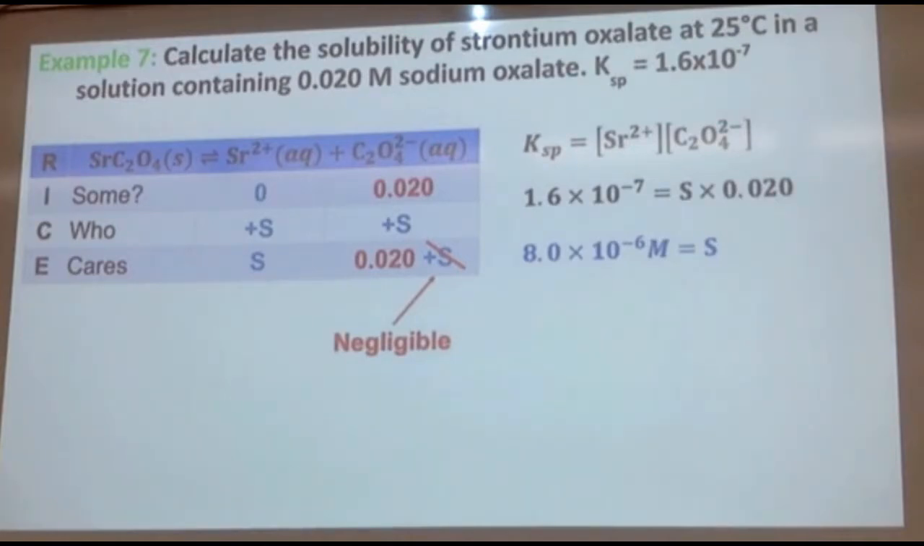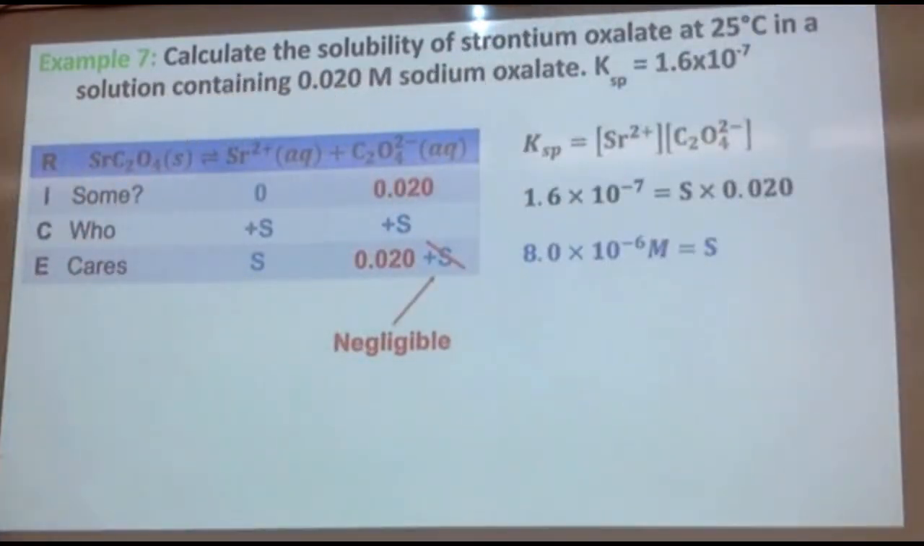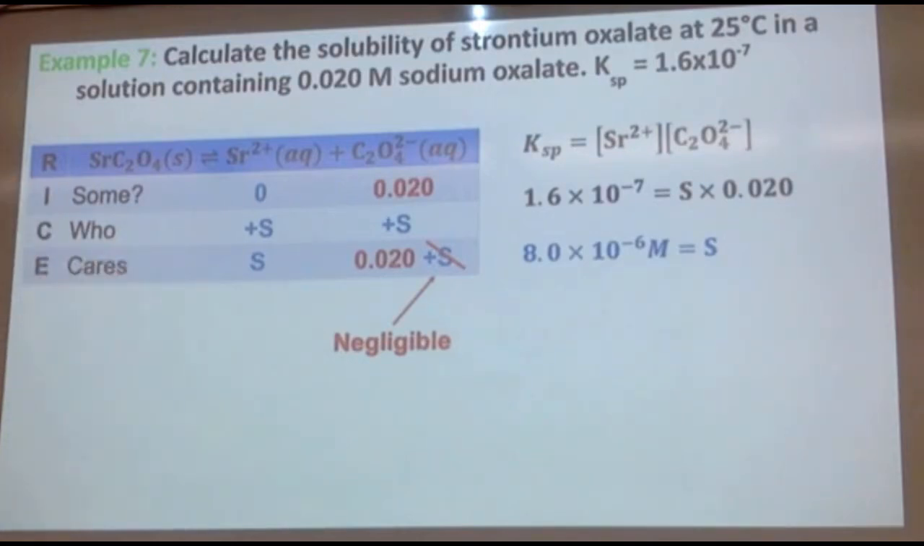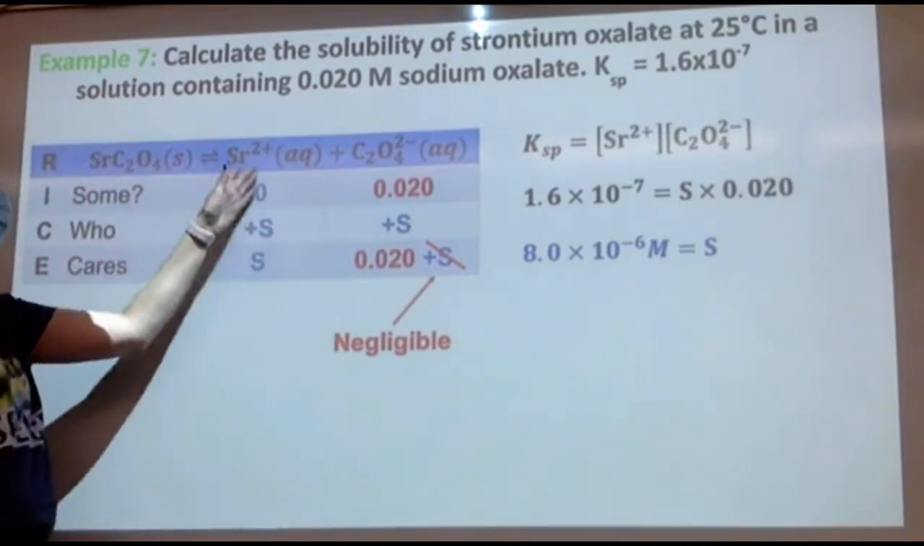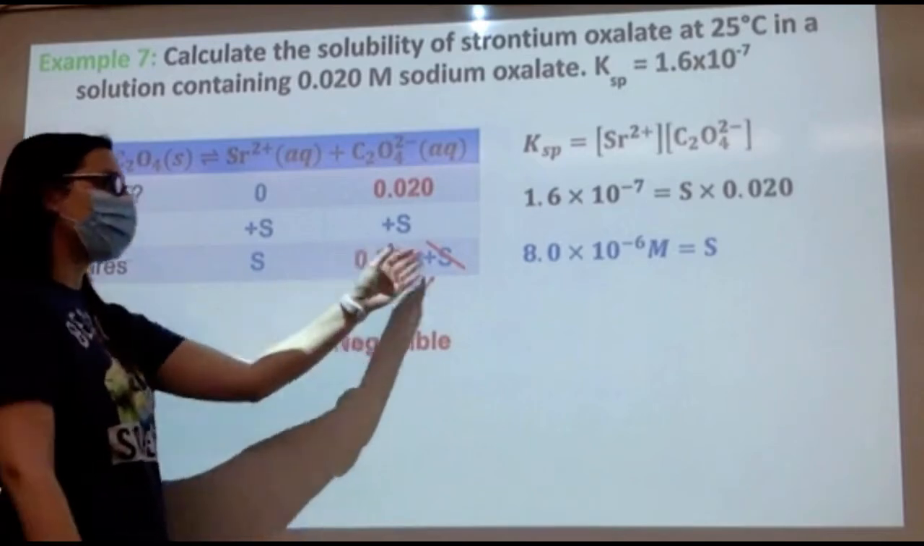So once you're done, here's where it's funny, the teachers that were making these scoring guidelines for College Board, I like their ice table. What we're focused on is the solubility. That's why we've been putting -S on the solid side, just to remember that it's dissolving. But you can see the ice table. These are just 1-to-1, plus S and plus S, because strontium is +2 and oxalate is -2. We assume that S is small. That's why this S is negligible.